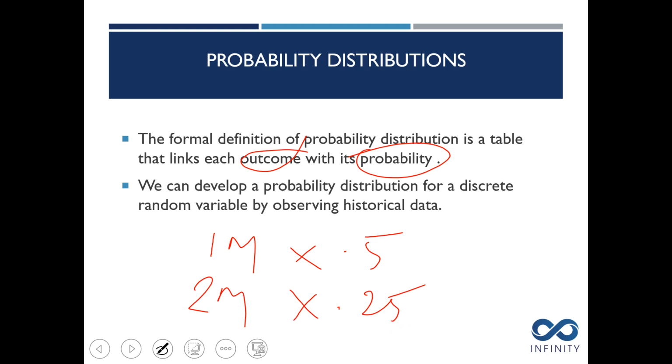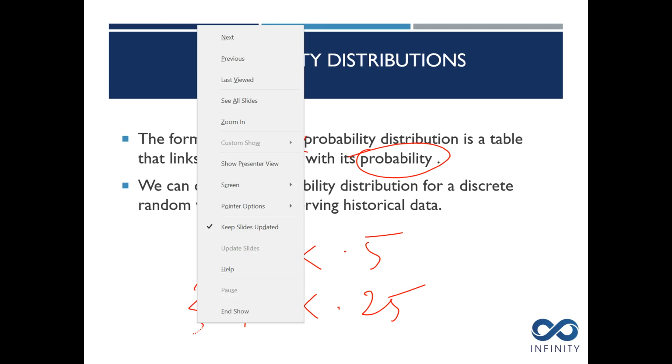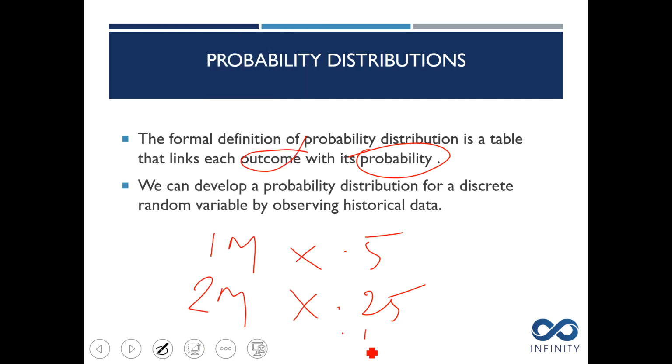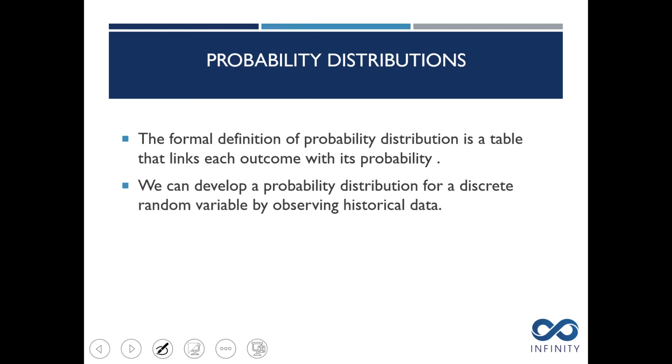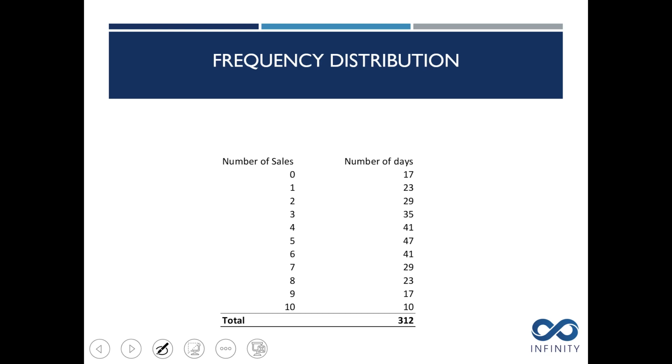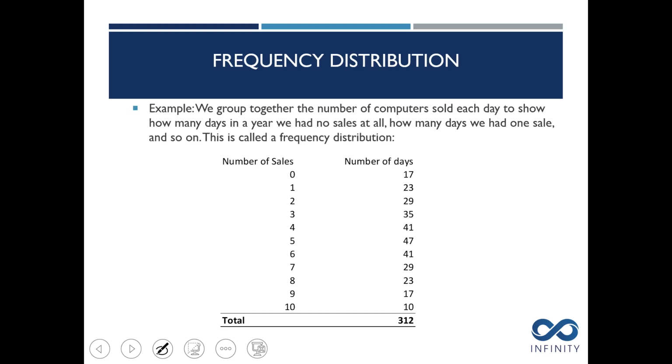25%. Maybe it can be 3 million. The probability is 10%. So this kind of a table linking the outcome and its probability is what we call a probability distribution. So we will start creating a probability distribution based on a computer store that sells computers every day.